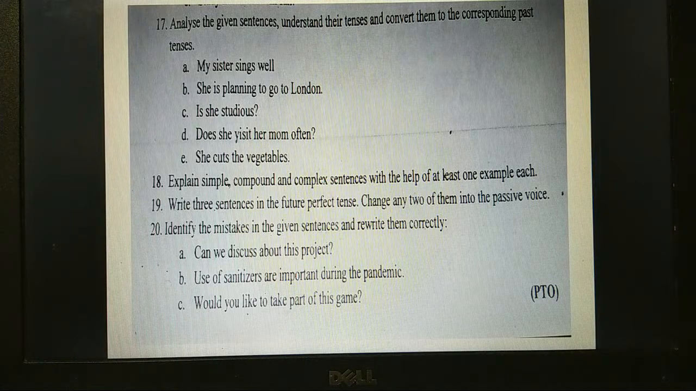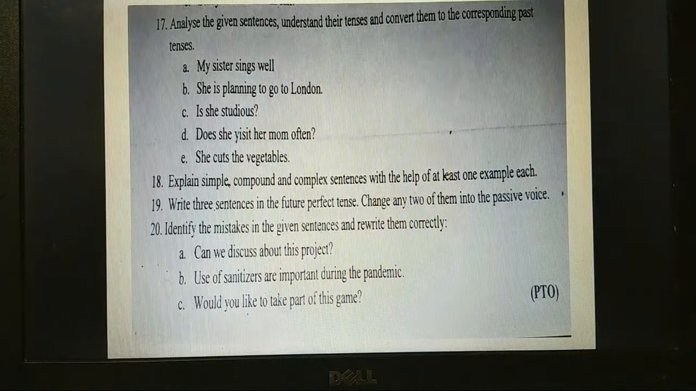Now, question number 18. Explain simple, compound, and complex sentences with the help of at least one example each. This is very important. Remember, if you want to get 5 marks, you will have to define a simple sentence and you will have to give at least one example for a simple sentence. Similarly, define what is a compound sentence, give one example. Define what is a complex sentence, give one example. So I have the answer here.